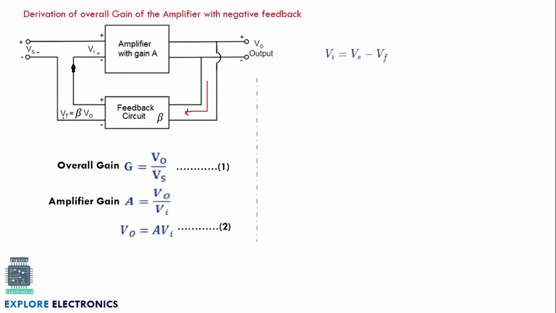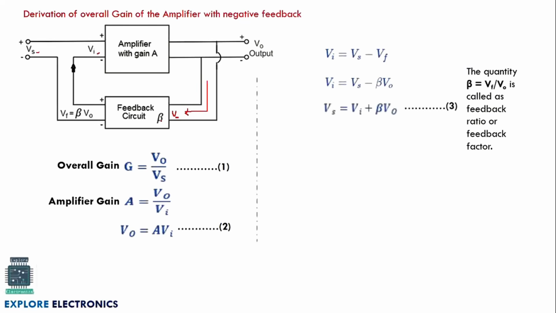What is Vf here? Vf is the output of the feedback circuit, and V0 is the input here. This is V0, and beta is the feedback factor. That's why Vi can be written as Vs - β V0, where β is Vf / V0 and it is the feedback factor. And we can write the expression for Vs by using these two. Now Vs = Vi + Vf, that is β V0. Now we can use this Vs expression as well as the V0 expression, and put them in equation 1.